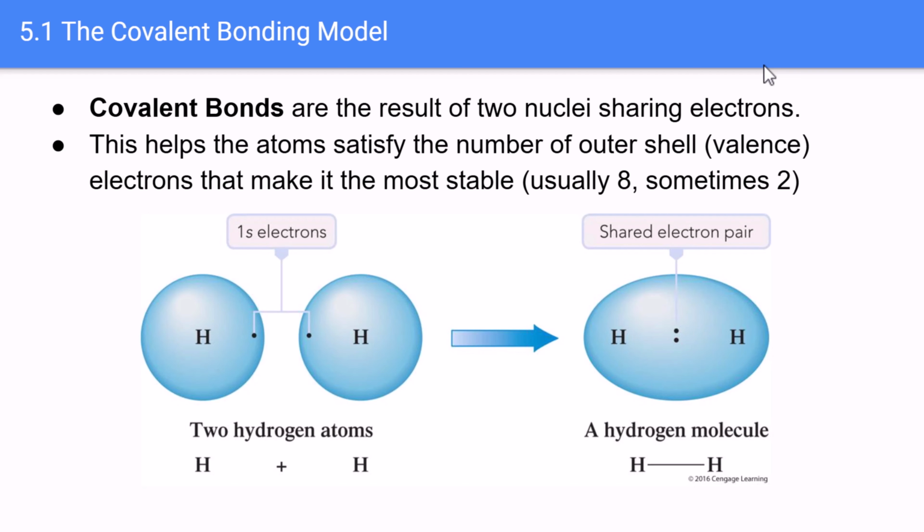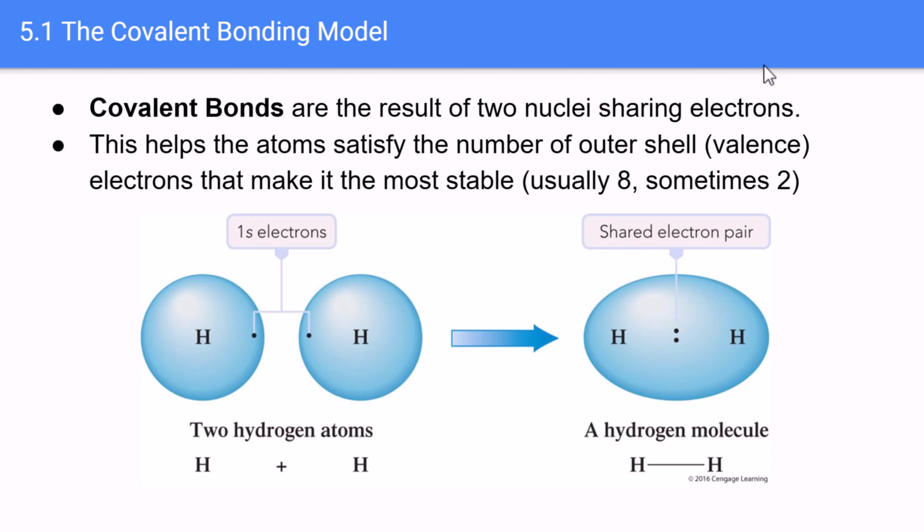So if I take a look at two hydrogen atoms that are here, hydrogen wants to satisfy what's called the duet rule, which is a little bit different than the octet rule. That is, hydrogen wants to have 2 electrons in its outer shell, not 8. Well, if one hydrogen donated an electron to another, one of the hydrogens would have 2, but the other would have 0. So one would have the duet rule satisfied, but the other would not.